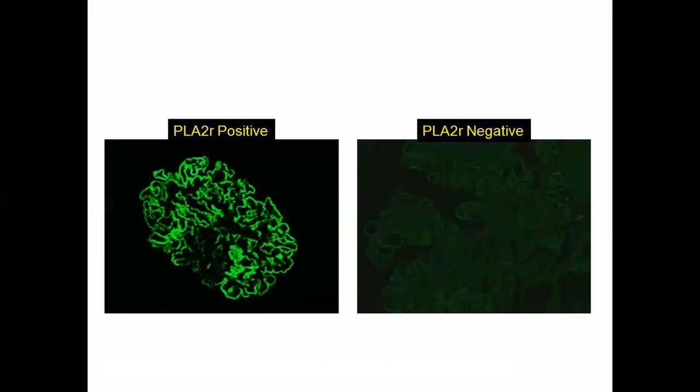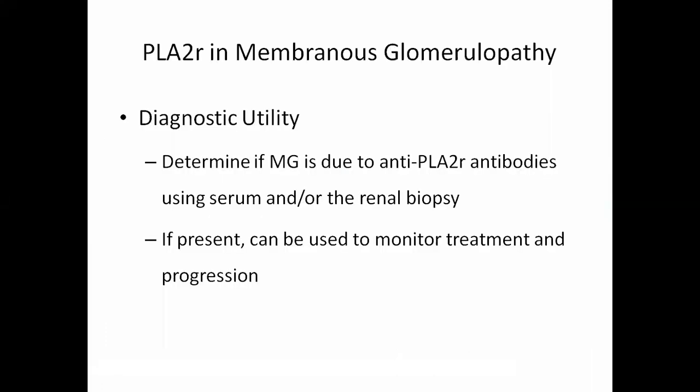So PLA2R can be done by immunofluorescence as well as by immunohistochemistry. By immunofluorescence, you can see a granular kind of staining. It is just like membranous, just like IgG staining when you look at a case of membranous. And if it is PLA2R negative, it will show absolutely negative staining. There will be no staining at all. I do it by immunohistochemistry methodology, and it is as good as immunofluorescence.